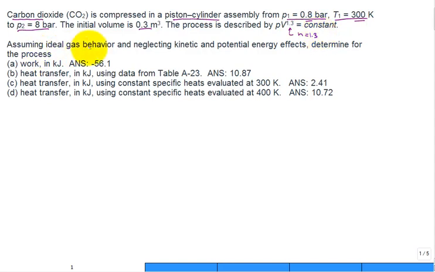Assuming ideal gas behavior and neglecting kinetic and potential energy effects, determine for the process the work, and then the heat transfer using either data from Table A-23, or the heat transfer using constant specific heats evaluated at 300 Kelvin, or using constant specific heats evaluated at 400 Kelvin. So one to calculate the work, but three methods to calculate the heat transfer for this process.